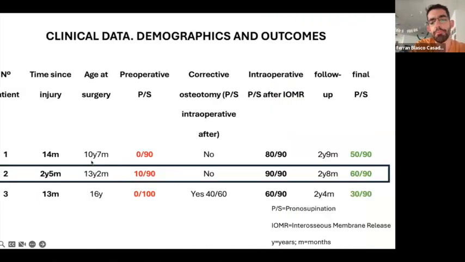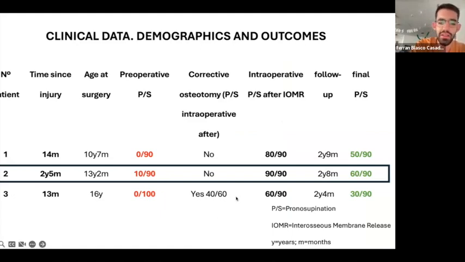Here we show our small case series, where we can see that the preoperative pronation in all cases with extension deformity of the radius was 0 or 10 degrees, and how it increased after the interosseous membrane release.